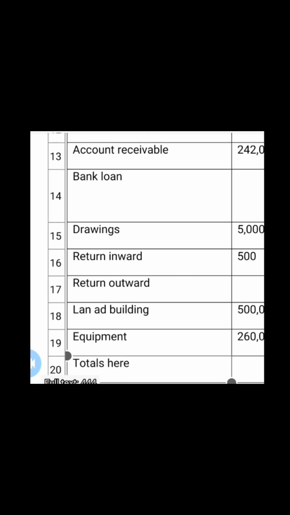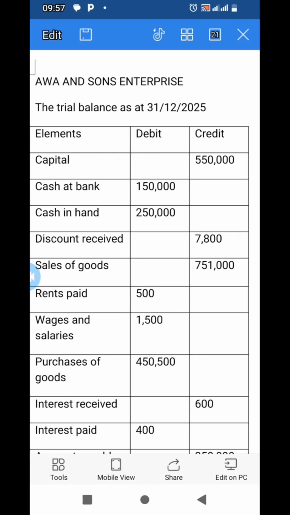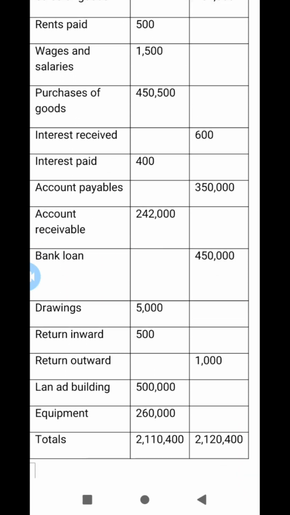Then at the end here, we put totals. The debit is supposed to be equal to the credit. So when I sum on both sides, I had 2,111,400. So it's going to be equal. The debit is going to be equal to the credit side. So please stay tuned, and if you have any question, any worry, you leave the questions in the comment section. So this is how it looks after preparing the trial balance.